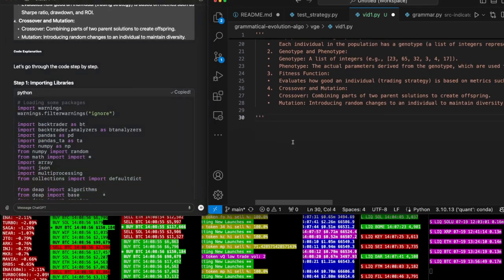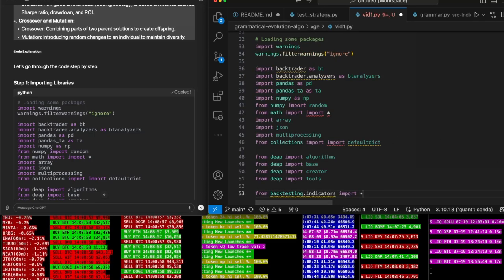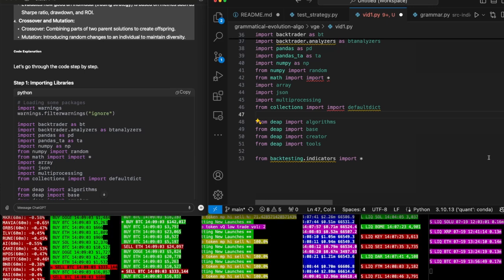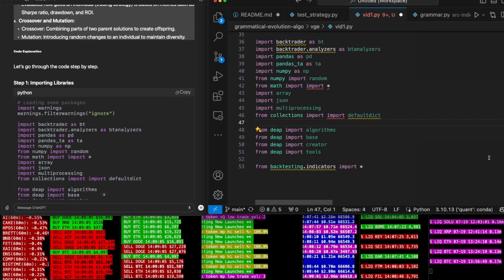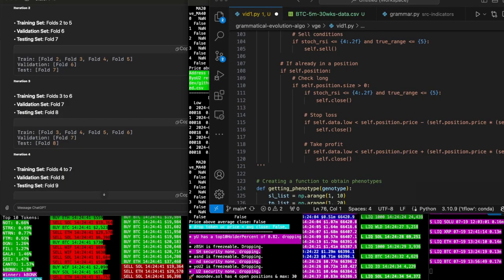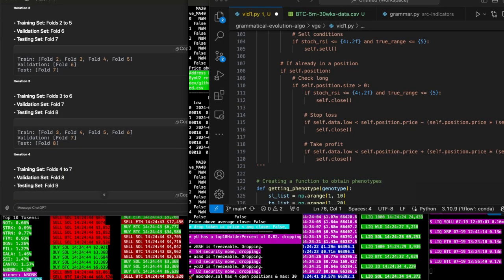This is pretty simple stuff. I'm not going to spend any time on it. Just a bunch of imports. Backtrader, I don't even have Backtrader in here. It's amazing. Give me the transcript, please.